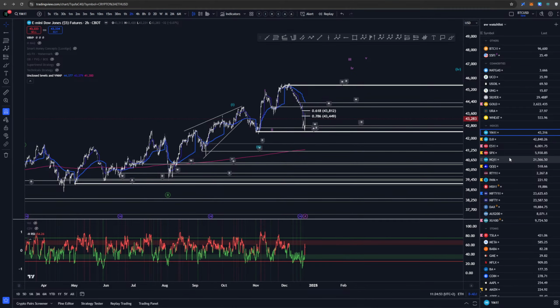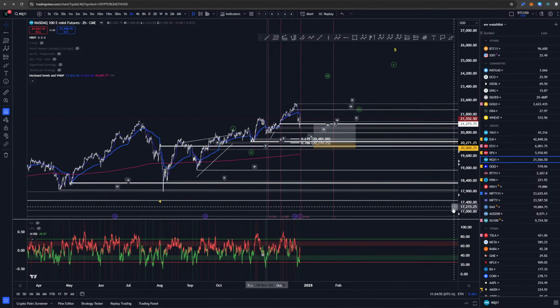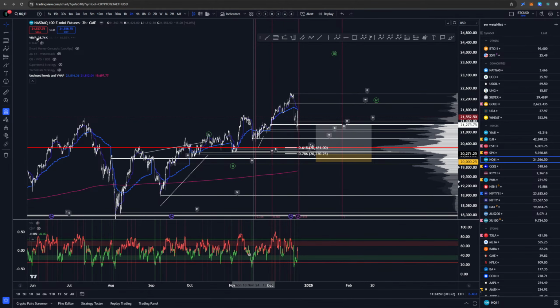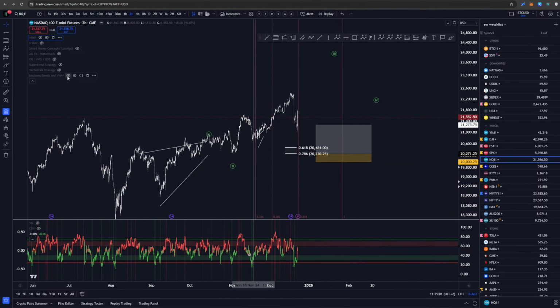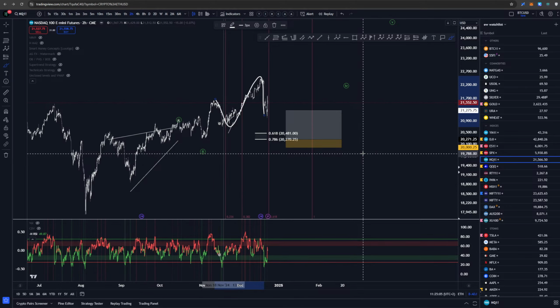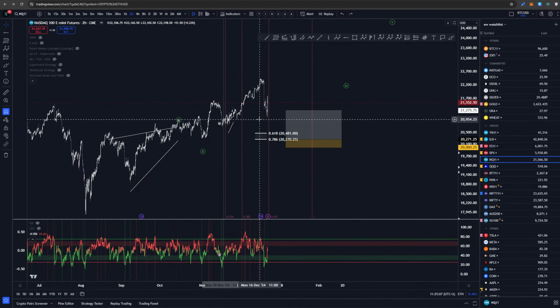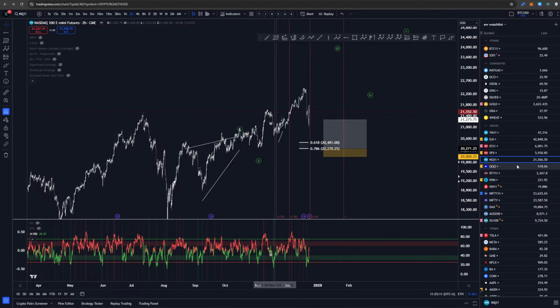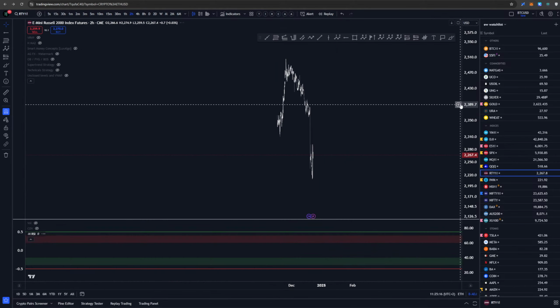Dow is not something that I would be playing at the moment because the structure is not that clear. Nasdaq has a similar thing as in ES, where this could be a 3-way structure. It's not as good looking. The structure upwards is not as good looking, so the only one I'd be playing is ES at the moment.